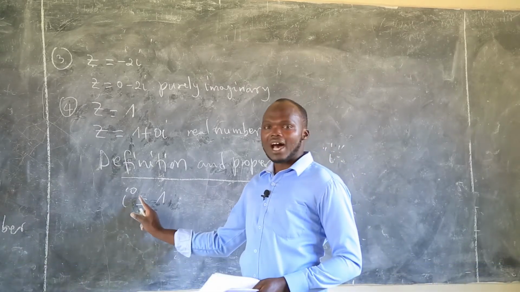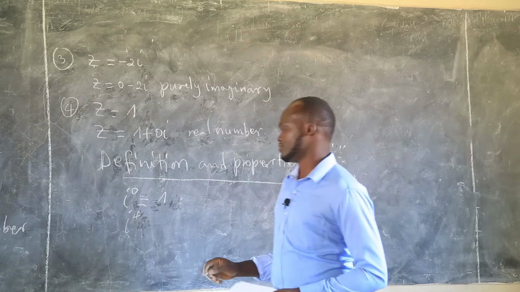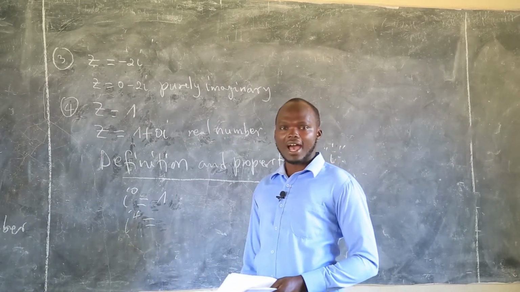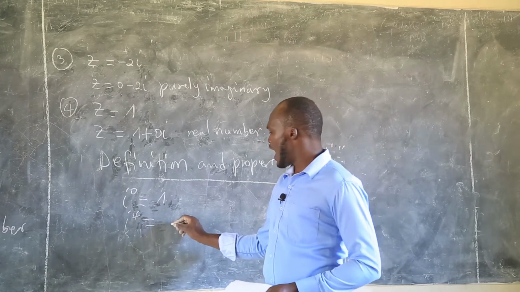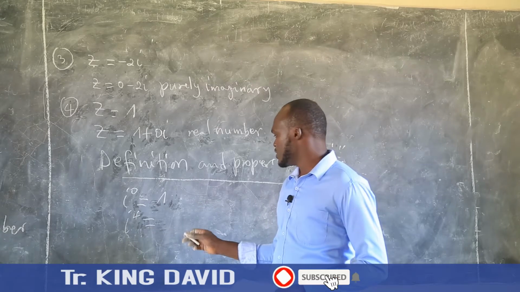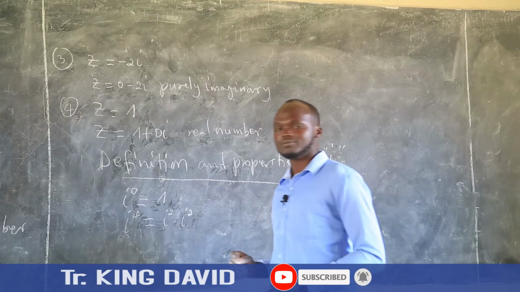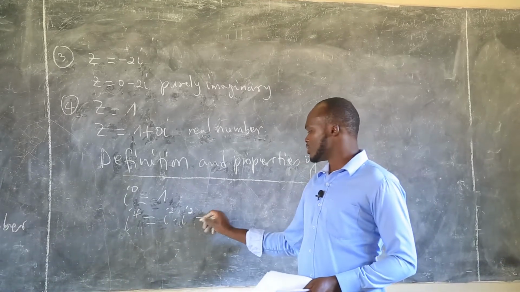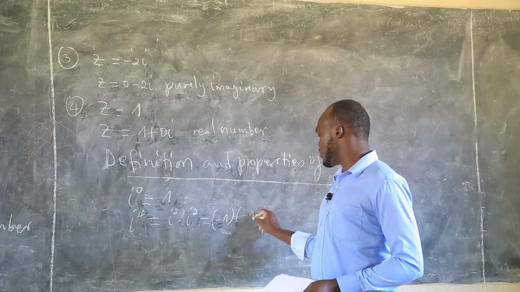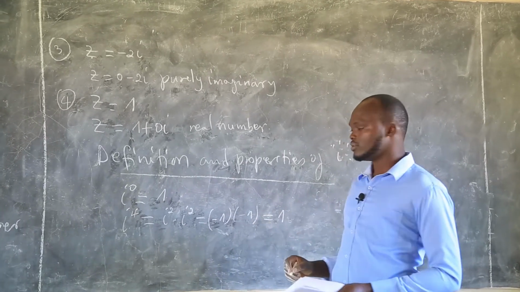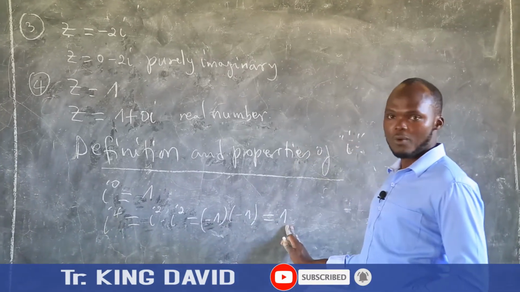So I'm going to add 4. I power 4. So what will be i power 4? Remember, i squared equals negative 1. So this is like i power 2 times i power 2. So what is i power 2? It is negative 1 times negative 1. The answer is 1, which means that i power 4 is 1.